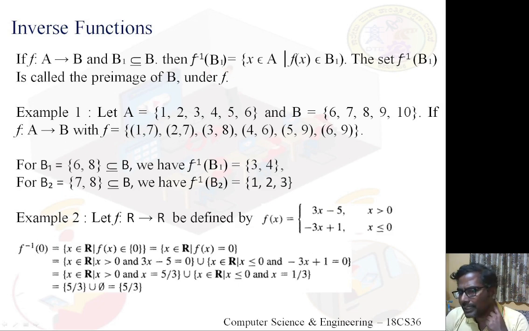Now let me say for some elements of domain R, 0 might have appeared as an image. Now the question is, I need to determine which are those elements of domain R for which 0 is an image? I mean to say I need to compute f inverse of 0.